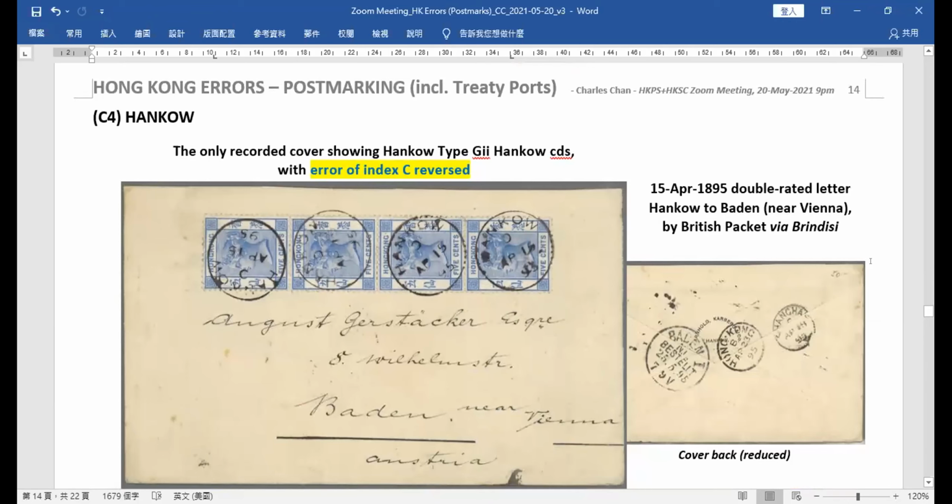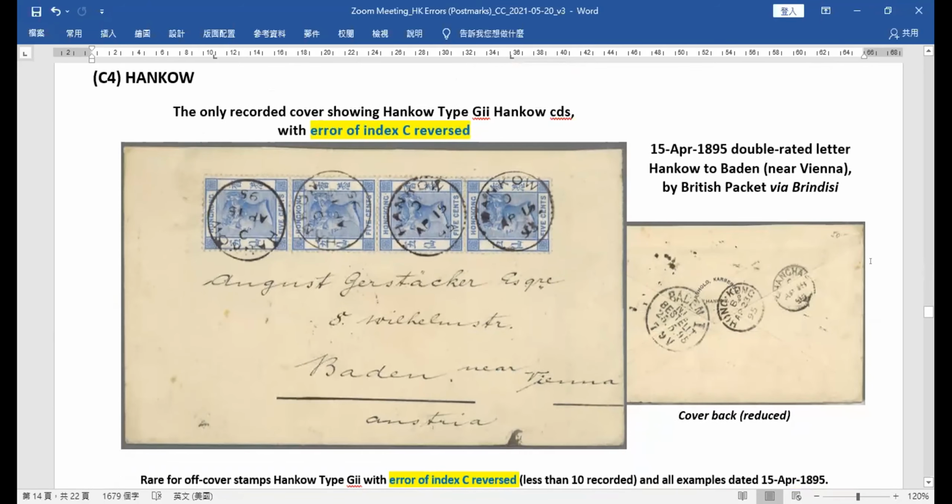It is a Hankow type G2 CDS with the error of index C reverse, facing left instead of right. Believe it is the only recorded cover. Index C reverse situation found in several off-cover stamps. I think it's quite rare.